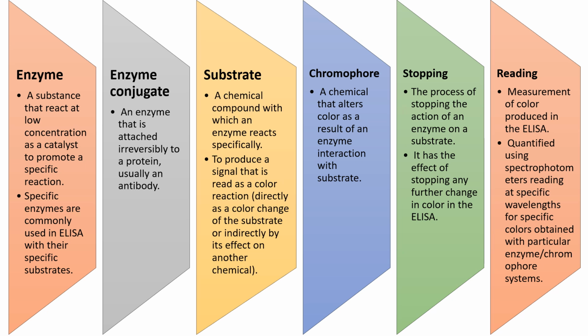Then we use a stop solution that will stop this action of the enzyme on the substrate. It has the effect of stopping any further change in the color in the ELISA. So it will stop the reaction and there will be no color change. Then we will read it.